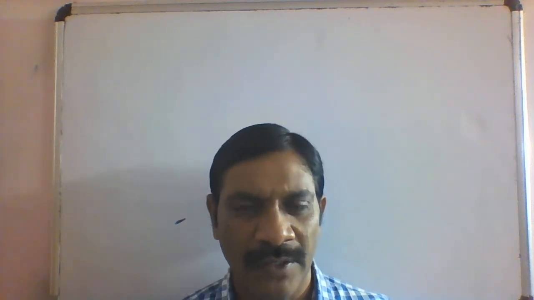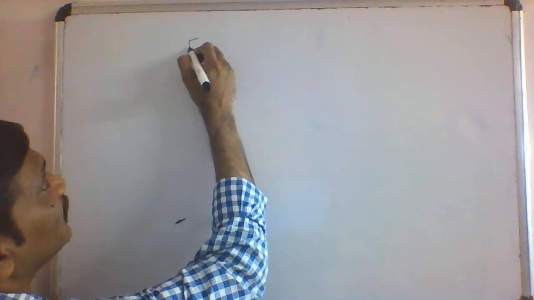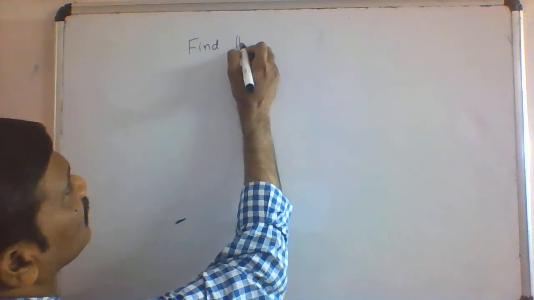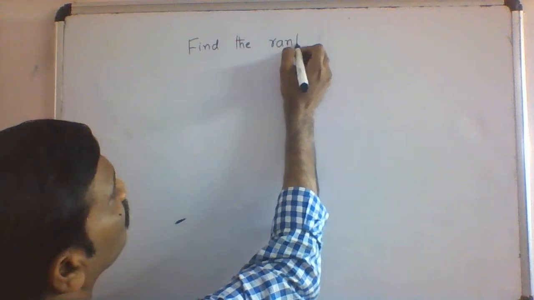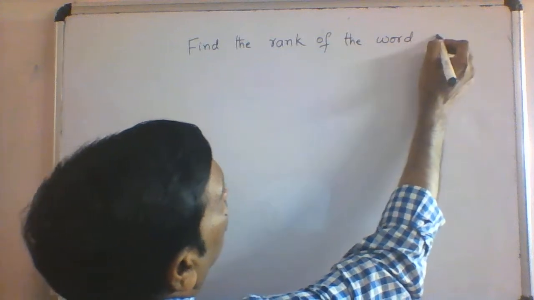So in mathematics also, if you want to find the rank of a particular word, whether it has a meaning or not, if you go on writing all the arrangements of the letters of the word, whether it has a meaning or not, the position of the word which we require is called its rank. For example, I want to find the rank of the word CAR.